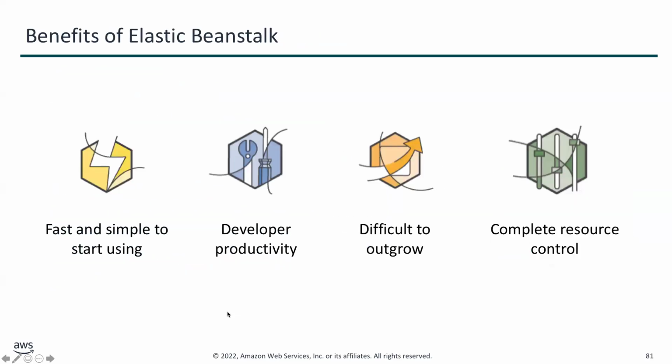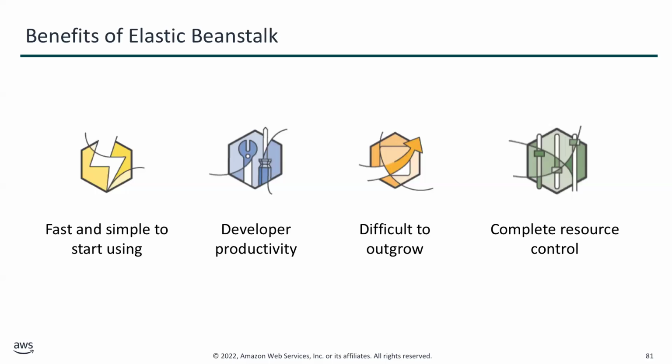Benefits of Elastic Beanstalk: it's fast and simple to start using. You simply upload your code. Everything else, deployment, load balancing, automatic scaling, is handled by Elastic Beanstalk. It helps developers to be productive. A developer should now only be worried about the code, the application which he or she or the team is developing. Other things like configuring the firewall, configuring load balancing, deploy server issues, logging, everything is handled by Elastic Beanstalk. So developer productivity increases.